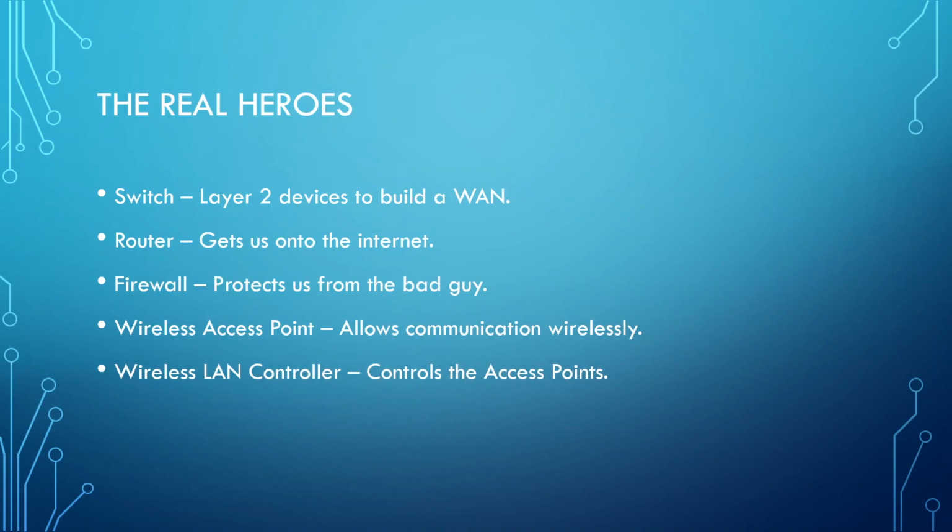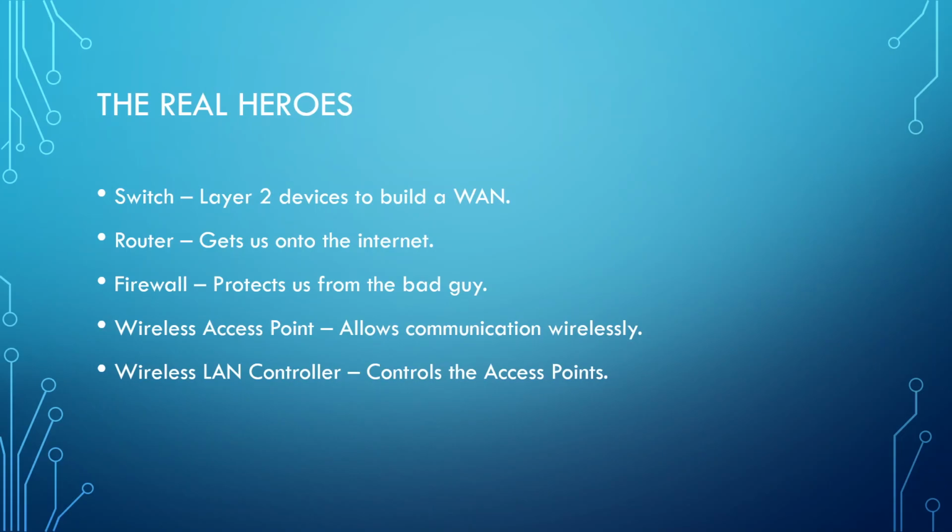So let's talk about these worker devices, or what I like to call the real heroes. So we have a switch, a layer 2 device, which is used to build a LAN. Again, that's a spelling mistake. That should say LAN. It says WAN. I want to list these devices. Obviously, we'll get into more depth about what these devices do. A router, which gets us onto the internet. A firewall, which protects us from bad guys.